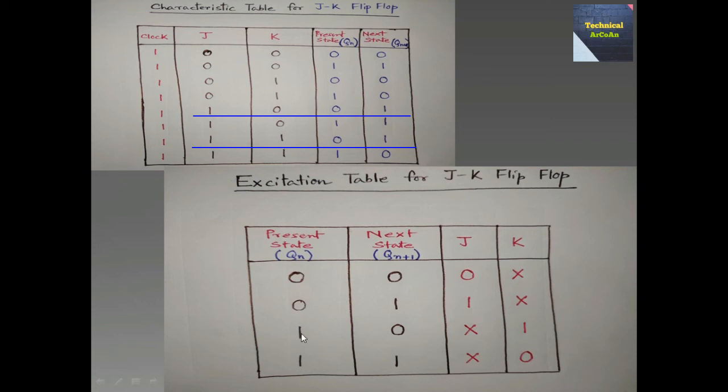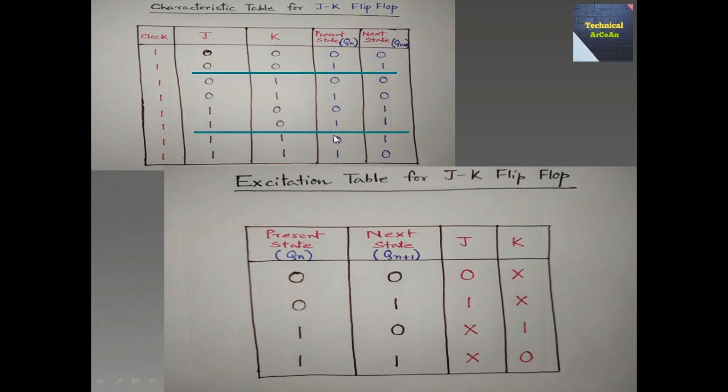Now the third combination, when the present state is 1 and the next state is 0, this is the combination 1 and 0, so the J value is 0 and the K value is 1. In the same way, for the row where the present state is 1 and the next state is 0, that is 1 1, the J value changes from 0 to 1. But the K value is 1 to 1, so J will be don't care but K will be 1.